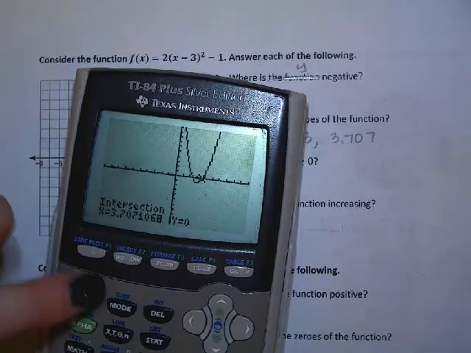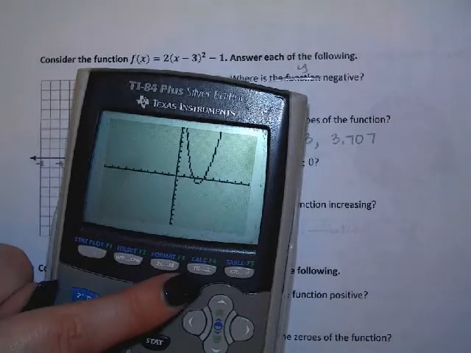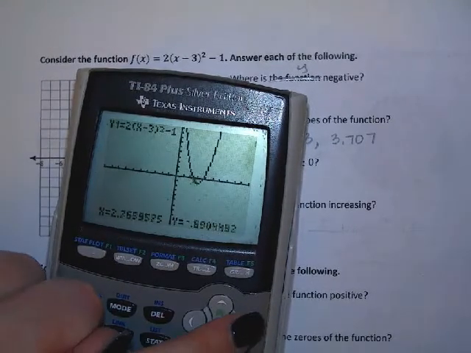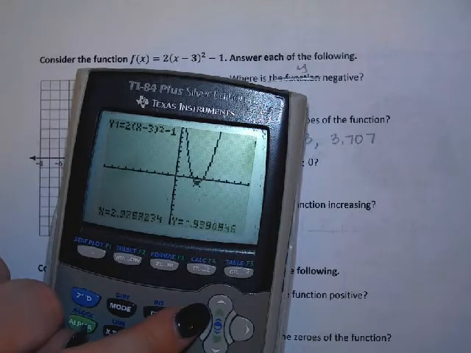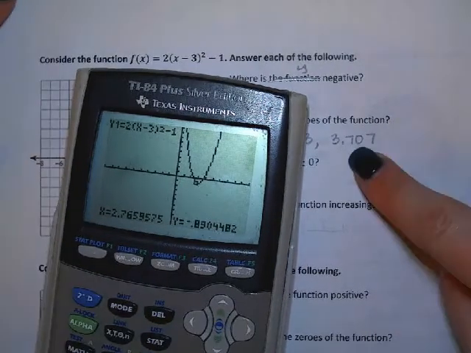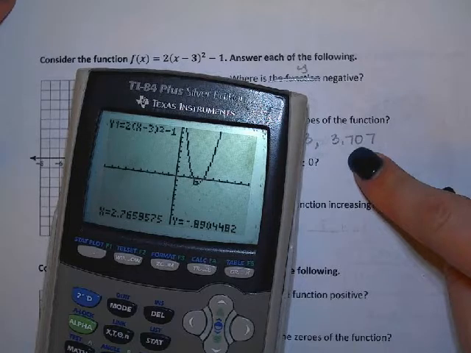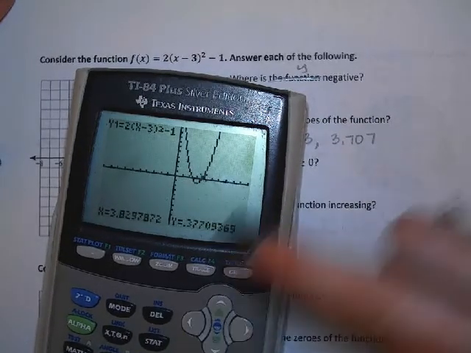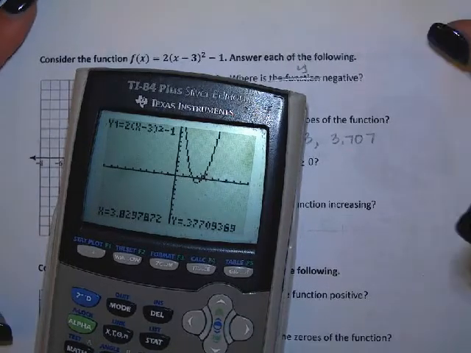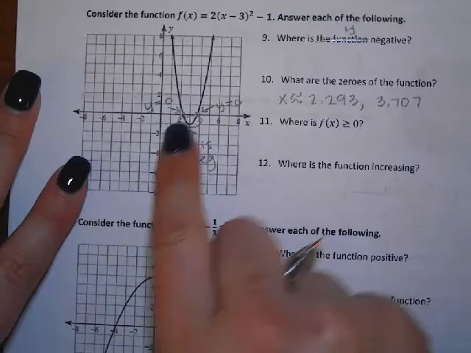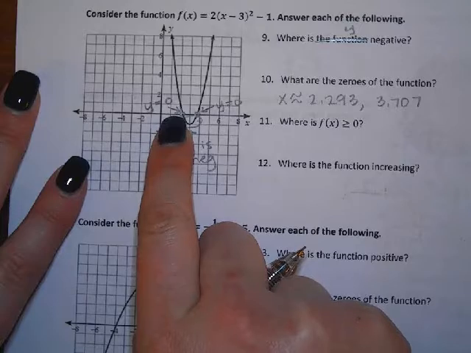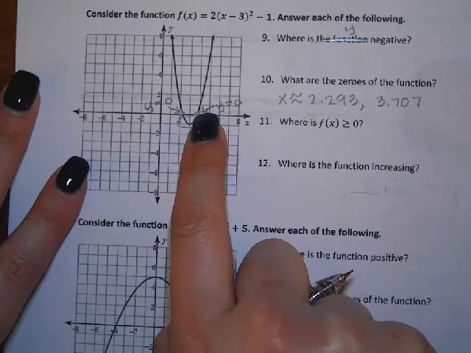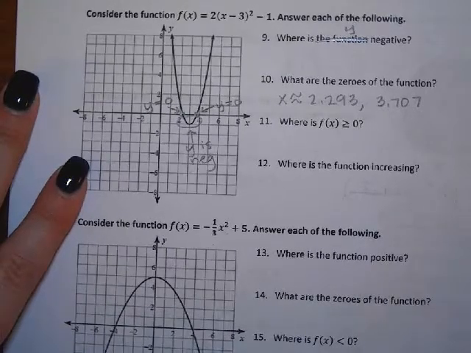Now, I have some students, when they are doing problems like this, all they do is hit the trace button and start moving the cursor and just try to get it that way. That's a great way to get no credit, because I'm asking for accuracy to 3 decimal places and you're not going to get it like that. Does that make sense? We don't try to get closer to it randomly because it's not accurate. All right. So if I know that this x value is 2.293, and I know that that x value is 3.707, then how do I answer question 9?